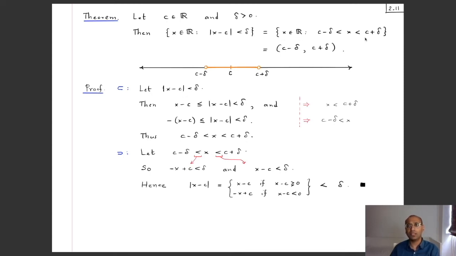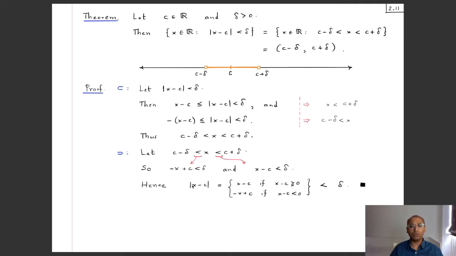Vice versa, now let's start with this set. Take an element from this set, namely, let's take an x which satisfies these two inequalities: x is less than c plus delta and x is bigger than c minus delta. Well, from this inequality, by rearranging, if I bring this x to the other side, I get minus x plus c is less than delta. I bring delta to the other side, and this inequality says that if I bring c over to this side, x minus c is less than delta.